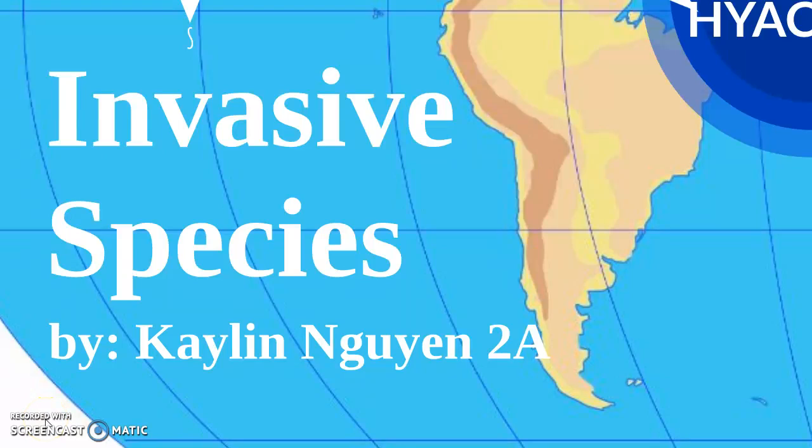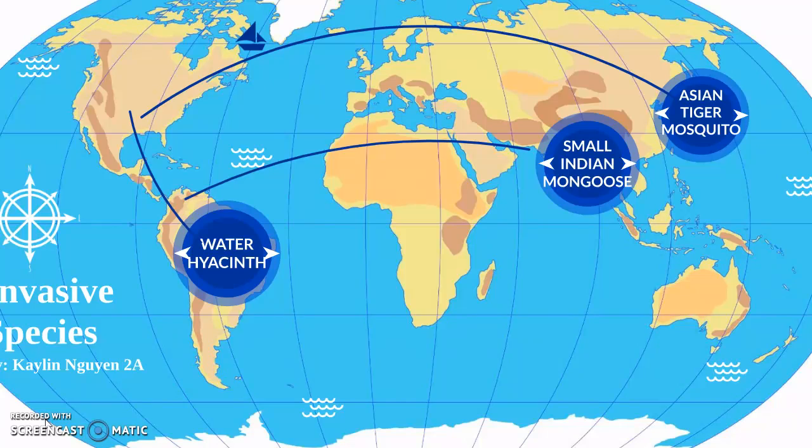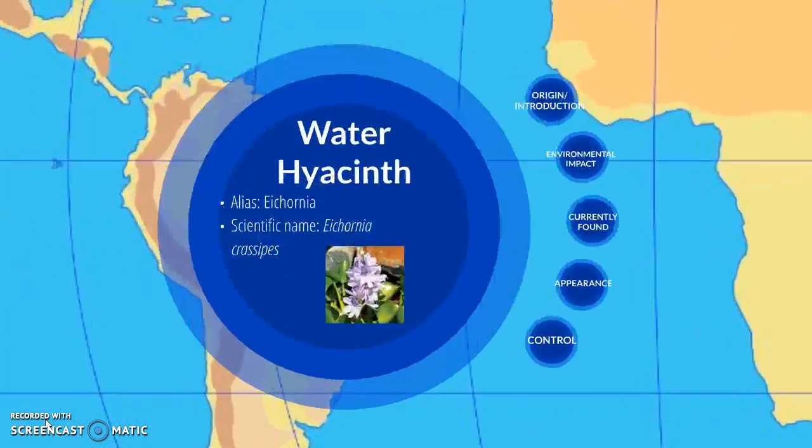Hi, this is Kaylin Wynn, and I will be presenting my project on the water hyacinth, the small Indian mongoose, and the Asian tiger mosquito.